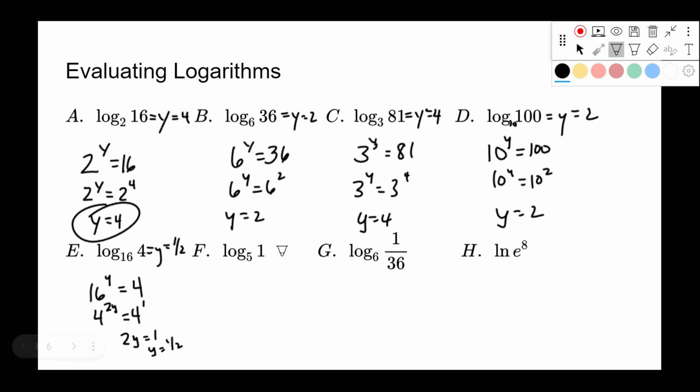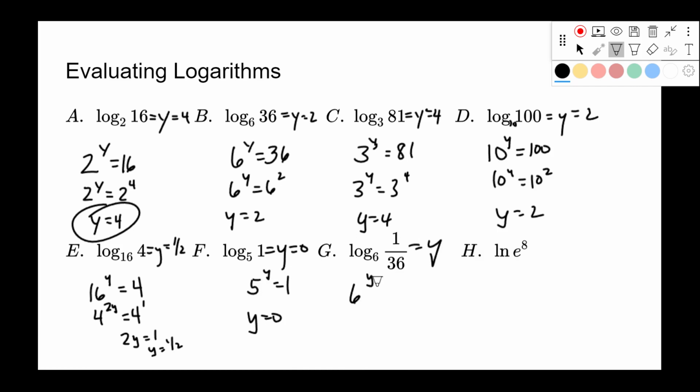Log of 1 base 5. I don't know what that is. 5 to the y is equal to 1. Well, any base to some power has to be 1. What is that power? 0. Any base to the power 0 is equal to 1. So that must be 0.